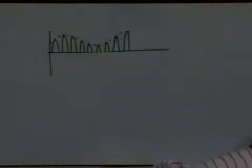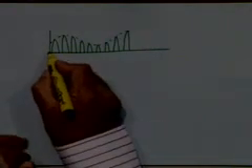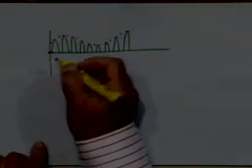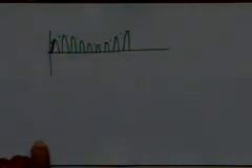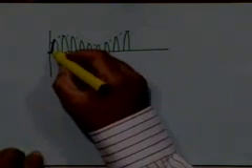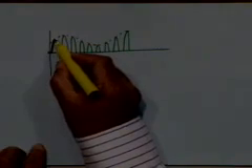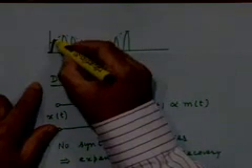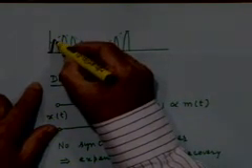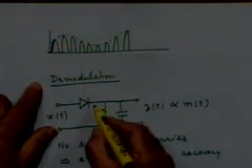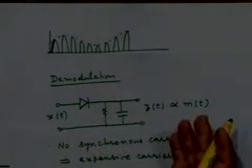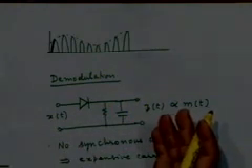Let me use a different color. So initially your output, this was discharged, the voltage was 0, so it will charge like this, right? Assuming that the charging time constant is very small, let's assume that it will follow the carrier and charge like this, right? And when it is charged to this point, what is the voltage here? It is equal to this peak value, and suddenly the input value drops below this peak value. What happens to the diode? It becomes reverse biased. It stops conducting, right?